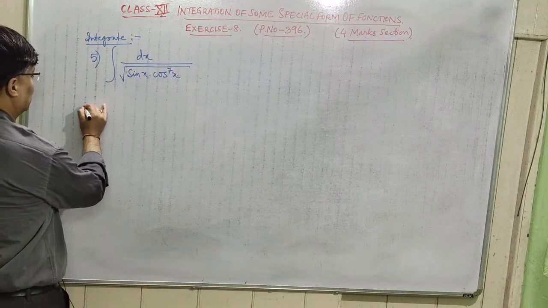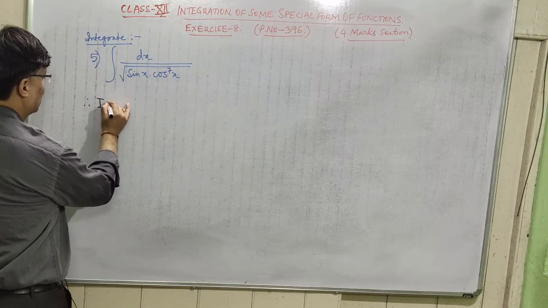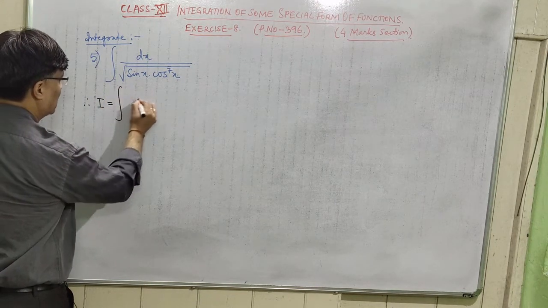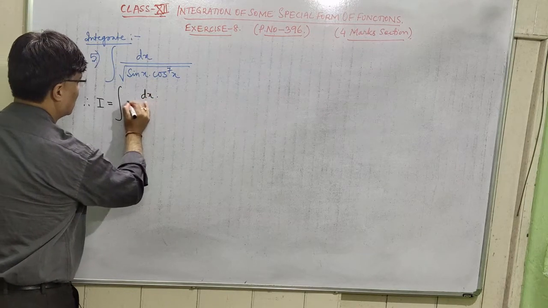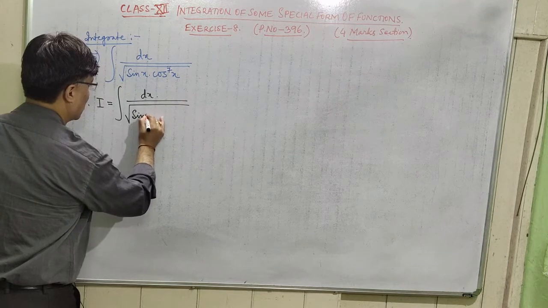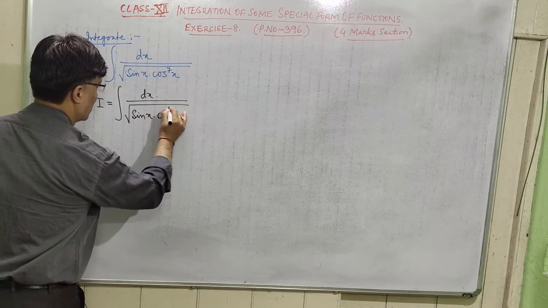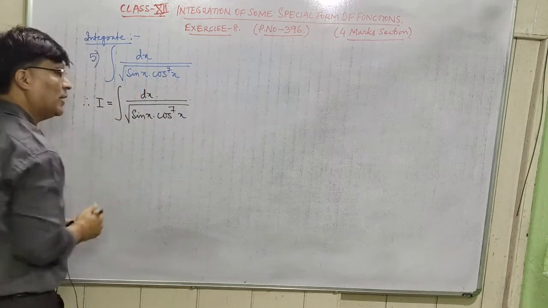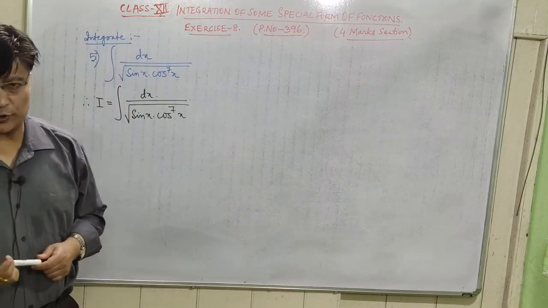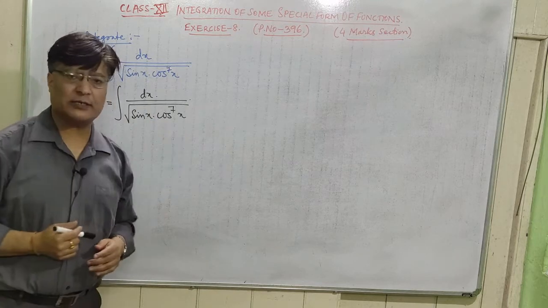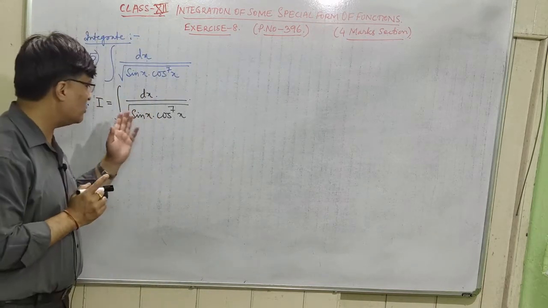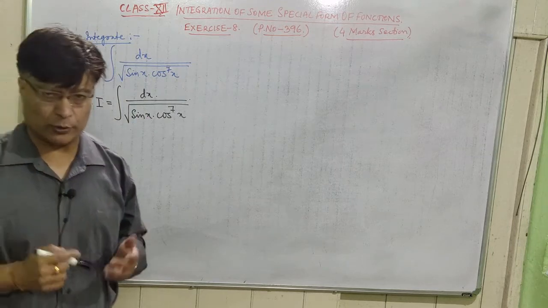Let us write here capital I, that means we are integrating it. I is equal to the given integral of dx divided by the square root of sin x into cos to the power 7x. In this case you cannot directly integrate this function, so you have to simplify the expression within the square root.